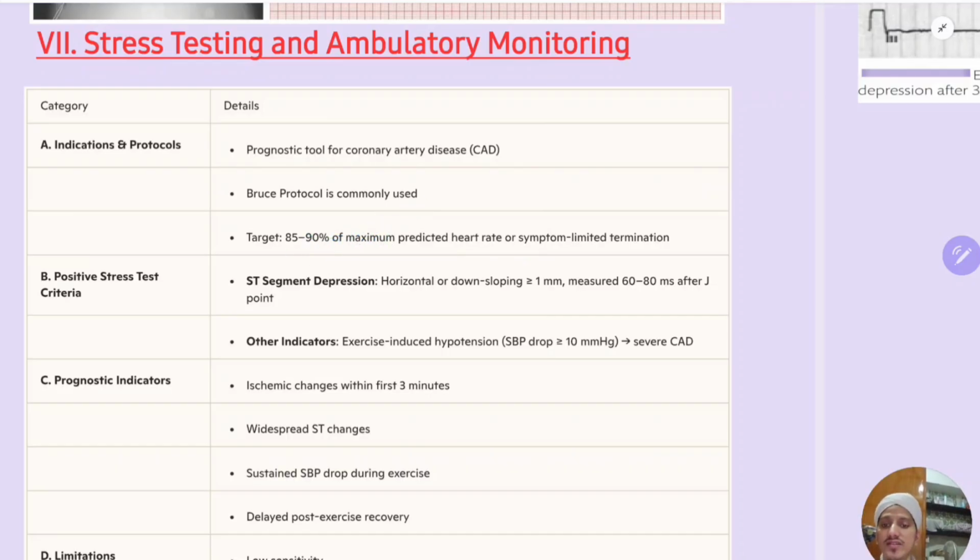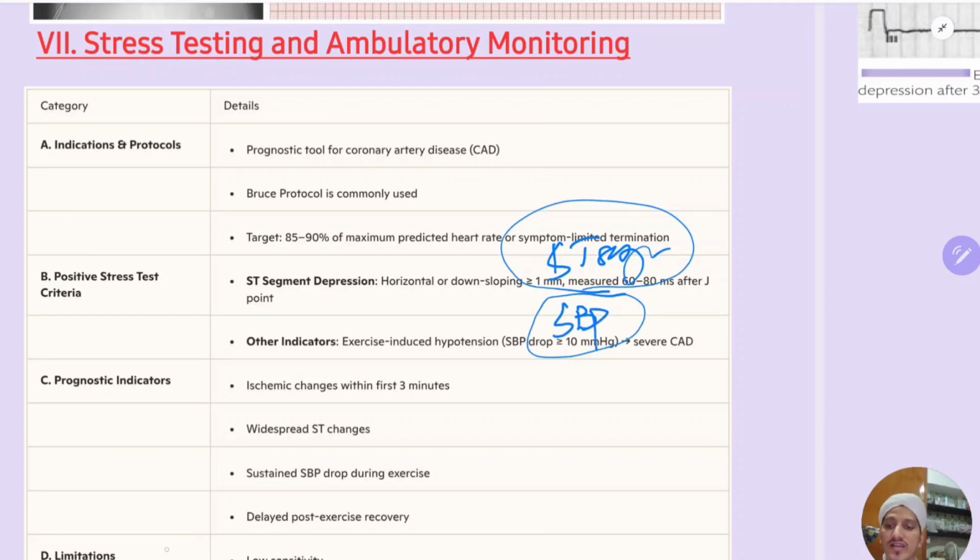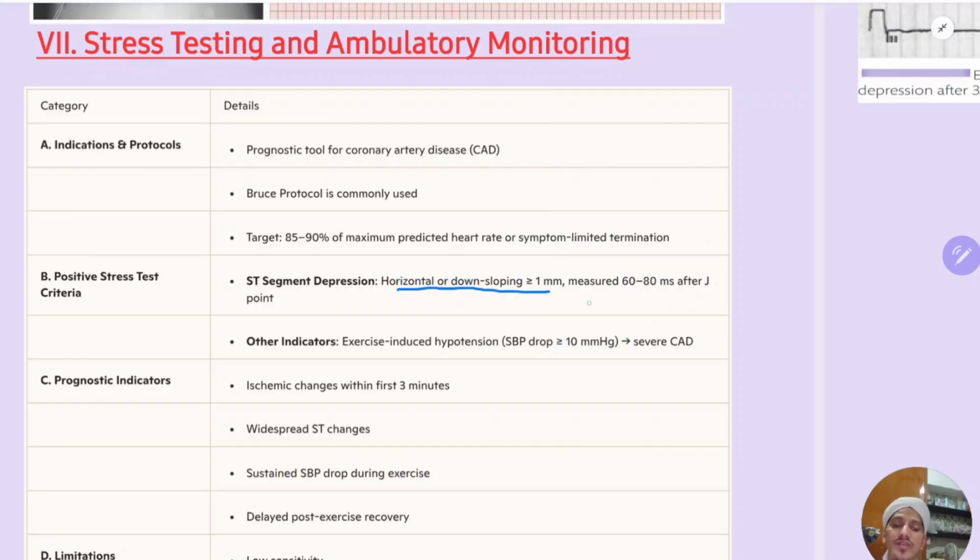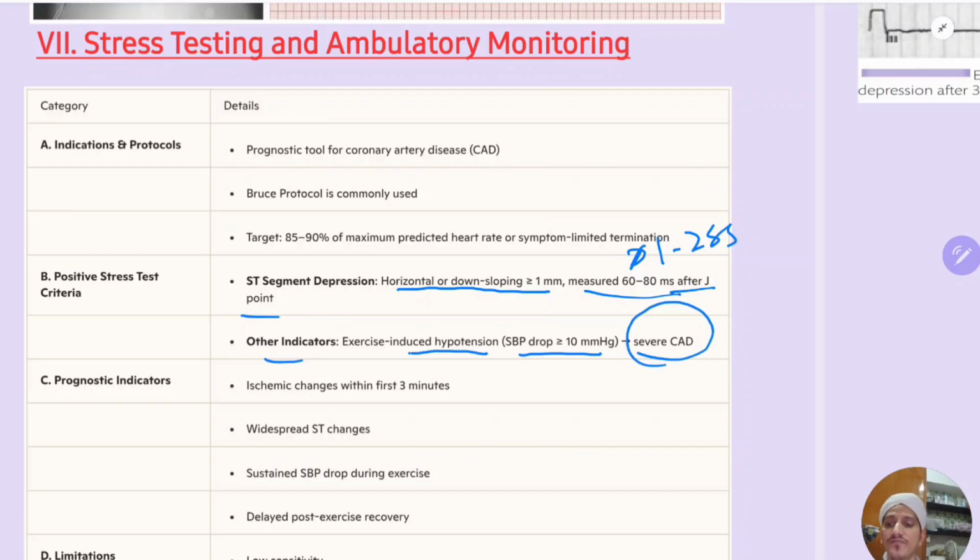So a positive treadmill is indicated by two things. One is ST segment changes, second one is the SBP. These two things will say whether it is positive or negative. Horizontal or down sloping ST segment depression of more than or equal to 1 mm, measured approximately 1 to 2 small squares after the J point, is a positive stress test. Other indicators: if the SBP drops by more than or equal to 10 mm, then that indicates severe coronary artery disease.